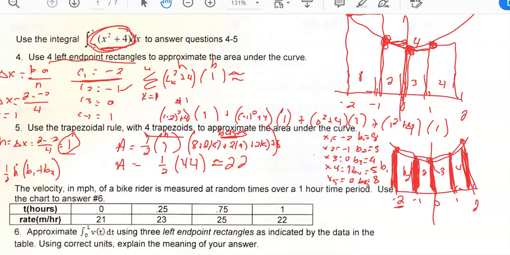So we got, did I not give you the answer up here? Did I erase it? I think I erased it. So this is 22 as well. Now, it's nice that these are the same because they should definitely be very, very similar. They're approximating the same area. They're not guaranteed to be the same. But when we try to evaluate a definite integral, that's our two approximation methods, either with rectangles or trapezoids.